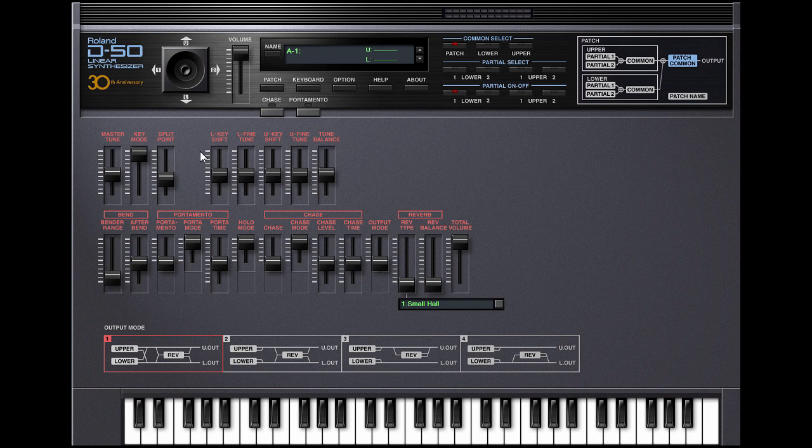L and U key shift lets you shift the lower or upper tones from -24 to +24 semitones. For example, let me select only the lower one. Now, if I select the upper one, this won't work. In fact, you won't hear any notes because I'm still in here. Now if I try to select the upper tone, this won't affect it.